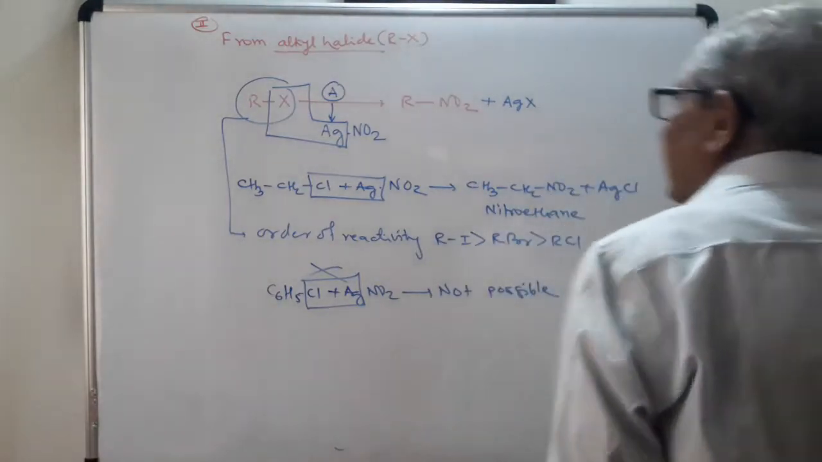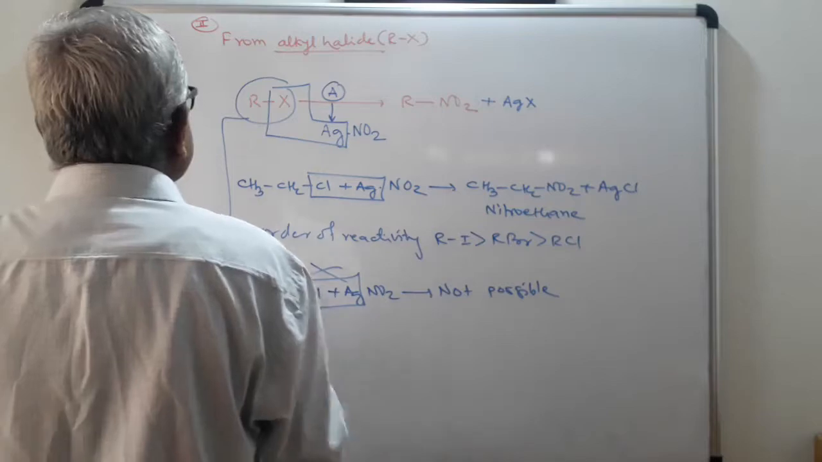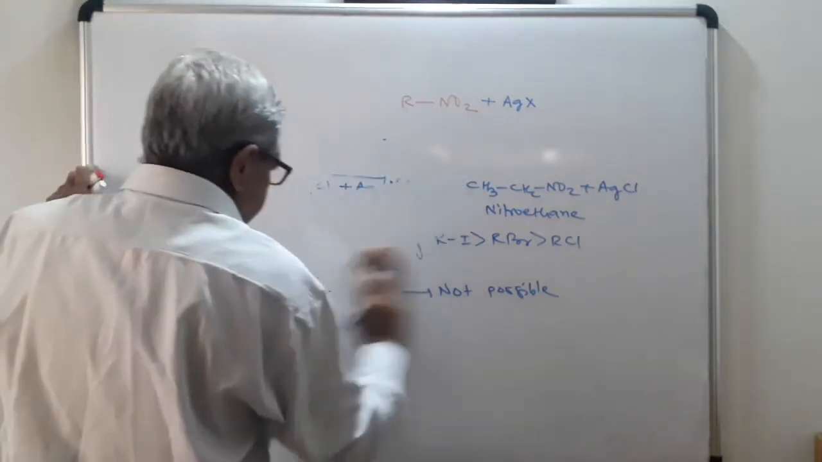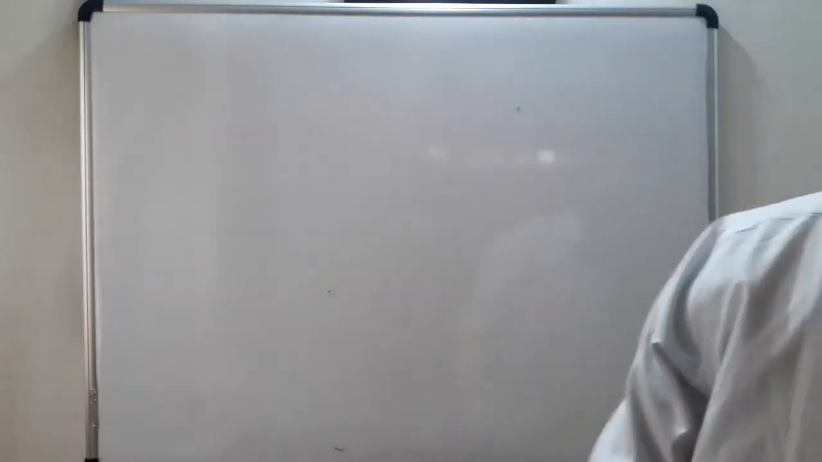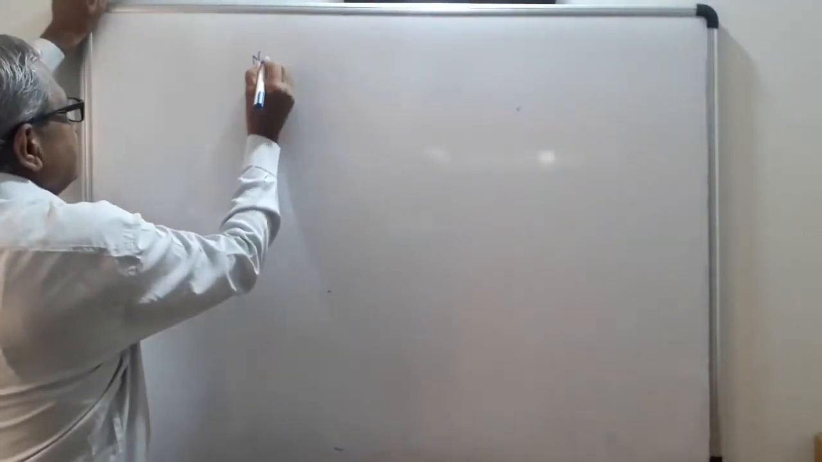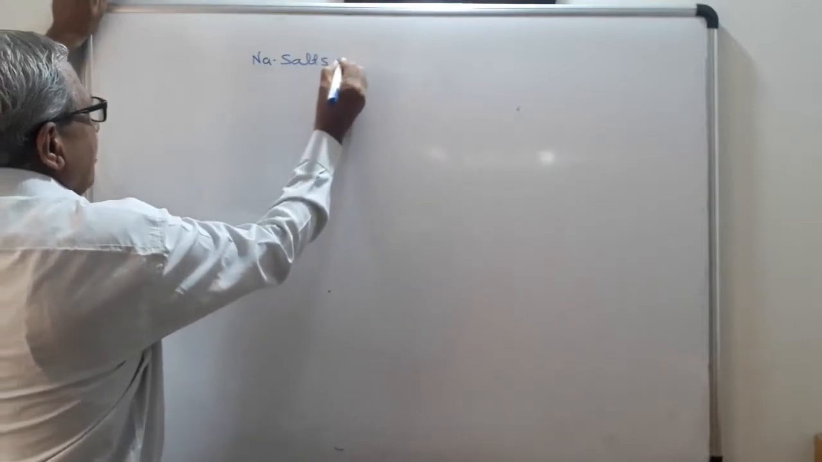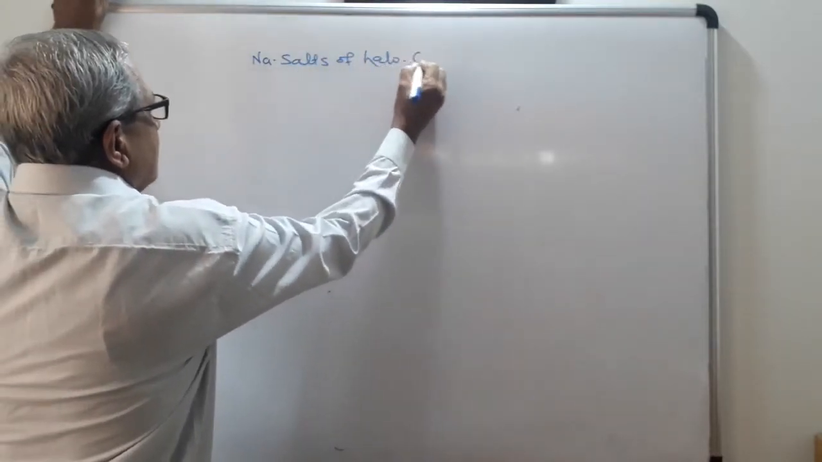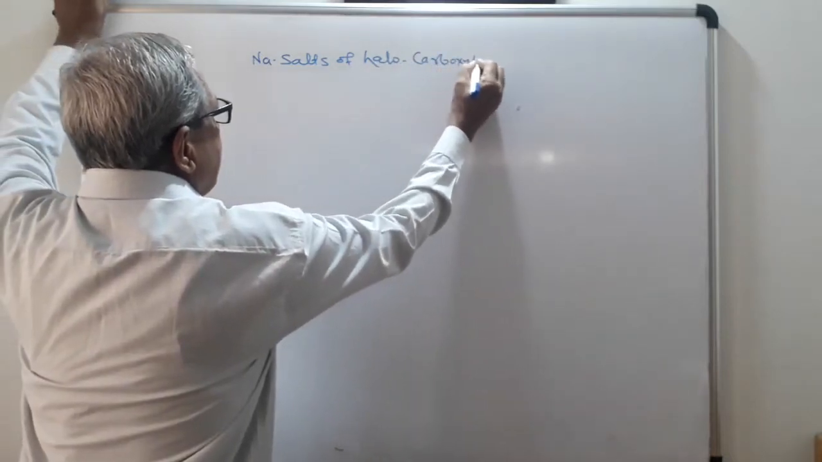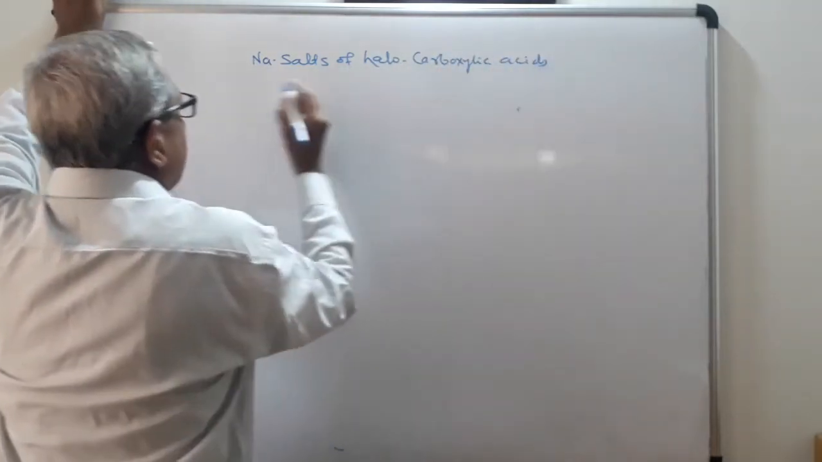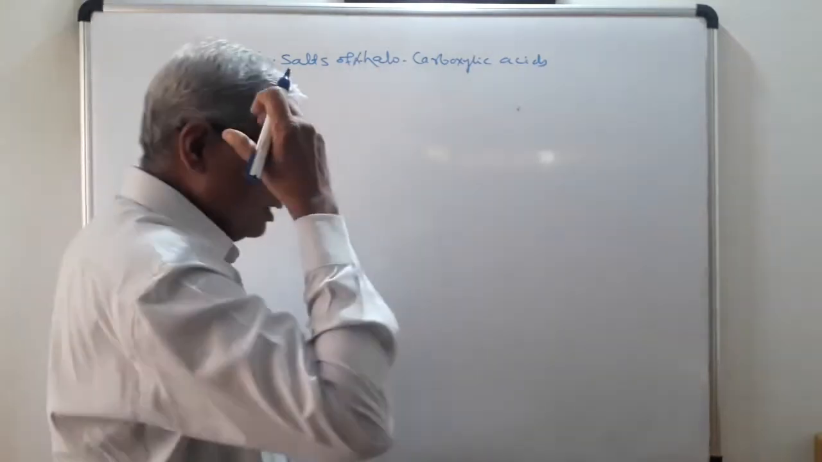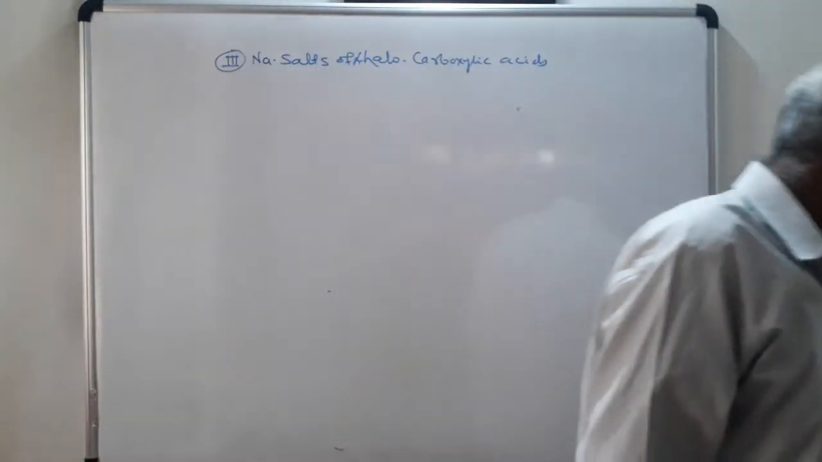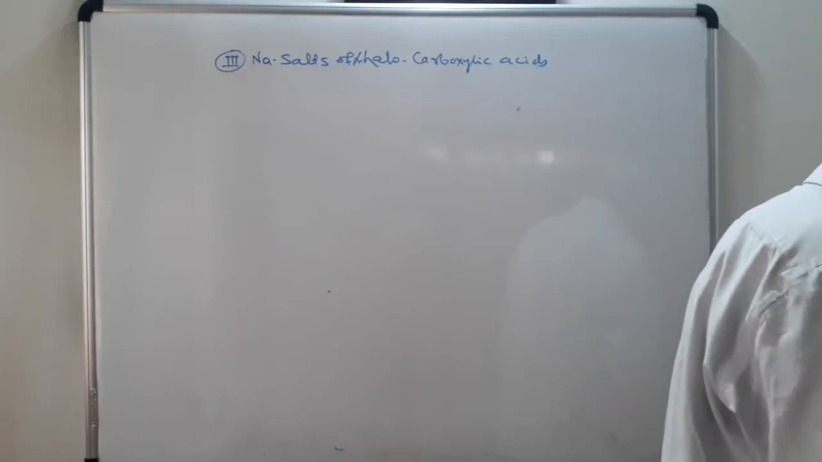Now we are going to start here the third method. So give the title, third method, that is sodium salt of halocarboxylic acids. This is your third method, particularly alpha halocarboxylic acids. You have to learn here sodium salt of alpha halocarboxylic acids.